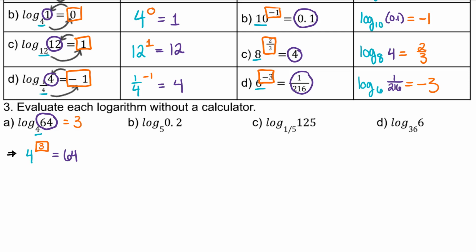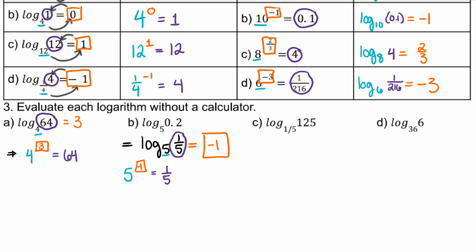For part B, log base 5 of 0.2. I would prefer to write 0.2 as a fraction because fractions can be easily represented with negative exponents. So to evaluate log base 5 of 1/5, I'm looking for 5 to the power of what exponent gives me 1 over 5. For the 5 to change from the numerator to the denominator, the exponent needs to be negative. In this case, -1.